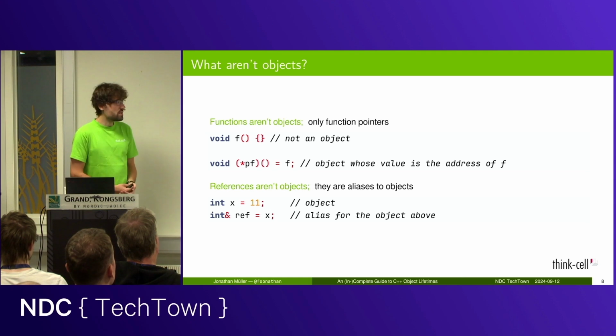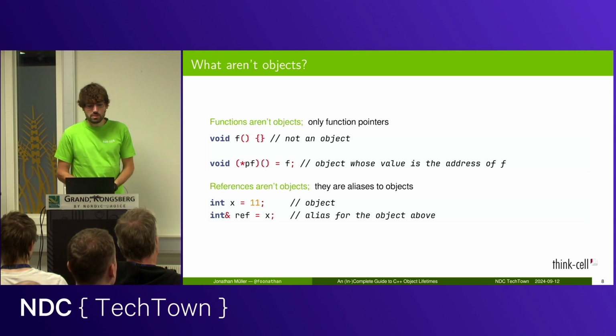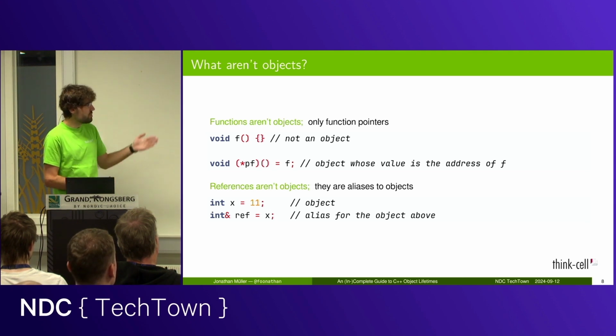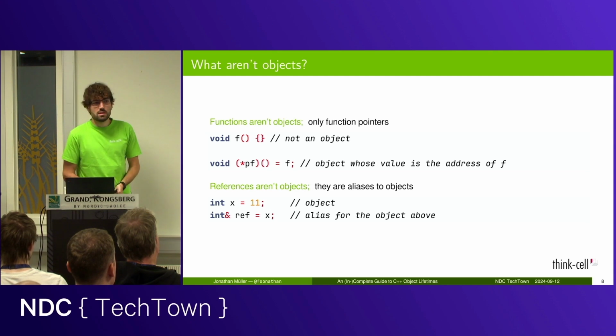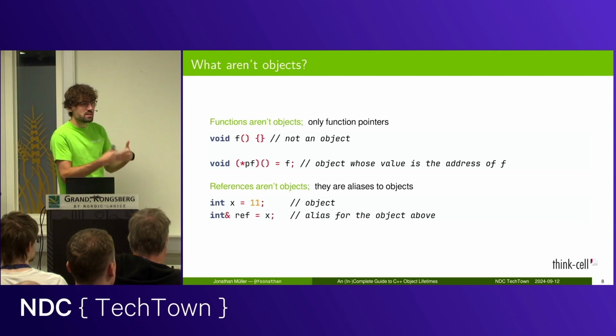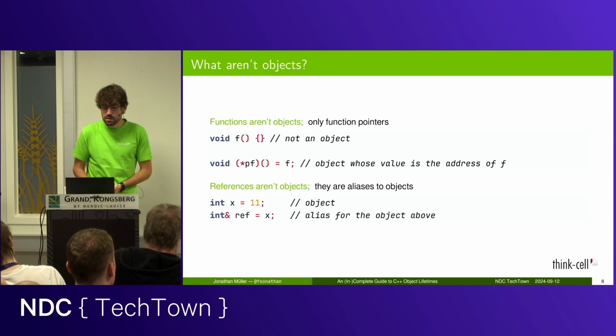Similarly, references aren't objects. References are just aliases to other objects. So we've got an object x, and then we've got an alias for x called ref. And this isn't a new object, it's just an alias to refer to an existing object using another name.